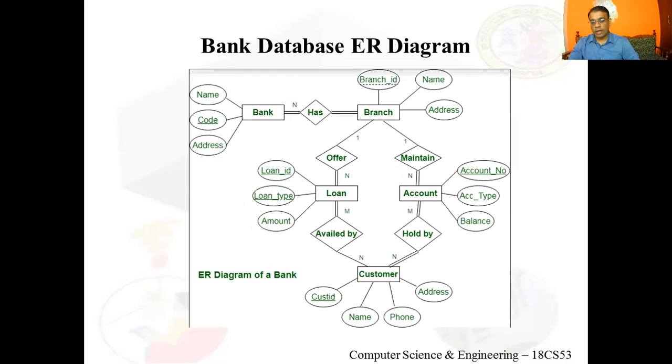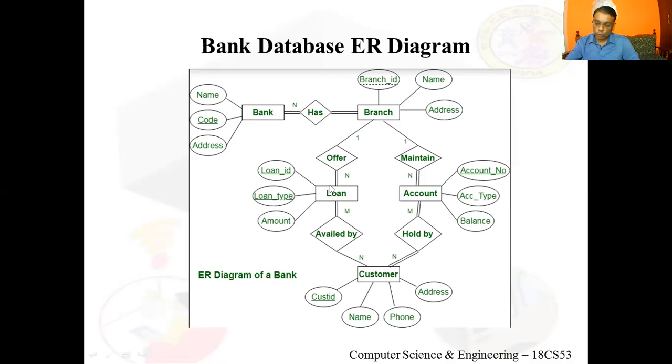Bank name, code, address, main bank address. Bank has branches: branch ID, branch name, address. If you want to populate other attributes, that's well and good. You can add them. Other attributes you can add are total assets in the branch, how many employees are there in the branch, who is the manager name, all those things you can add over there.